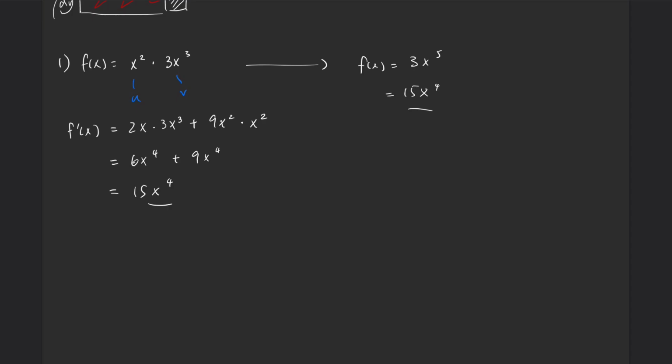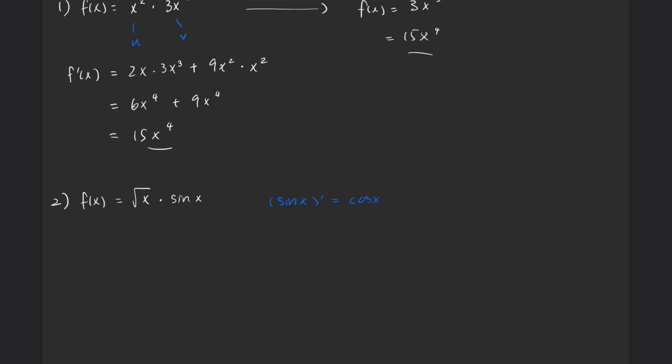And let's do another example, but this time with something more complicated. Let's say f of x is equal to the square root of x multiplied by sine x. So for the purposes of this exercise, I will tell you the derivative of sine x is cosine of x, but I'll make another video with a nice explanation of why this is true. We can actually see it pretty nicely.